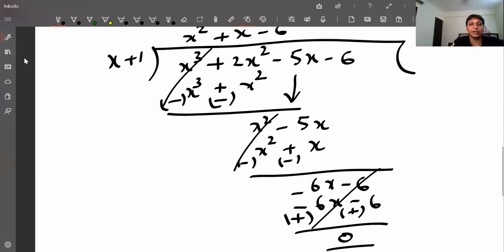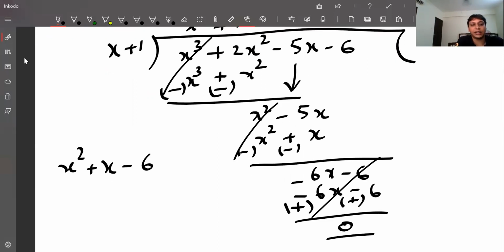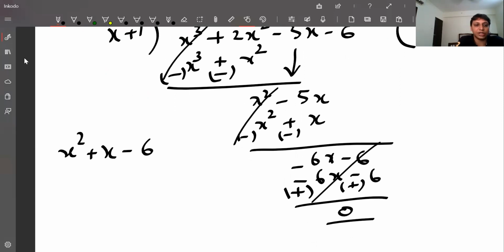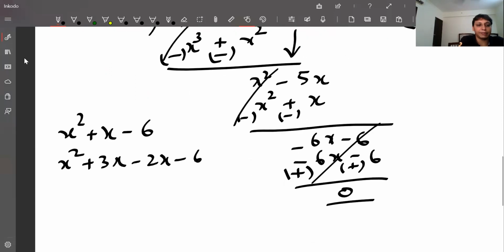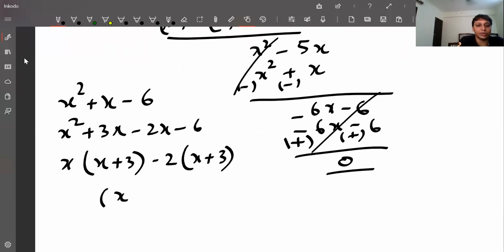Okay, so we are getting the quotient part as x square plus x minus 6. So we need to split the middle term into two terms, which will give us x square plus 3x minus 2x minus 6. So the factors will be x bracket x plus 3, and from these two terms, when you take minus 2 common, x plus 3. So which will give us x minus 2 into x plus 3.